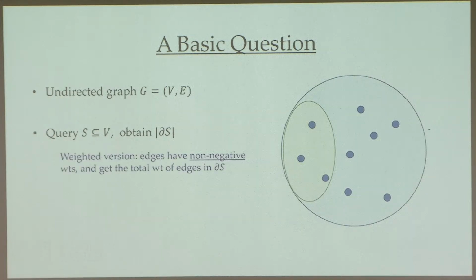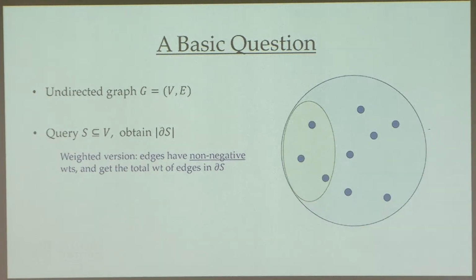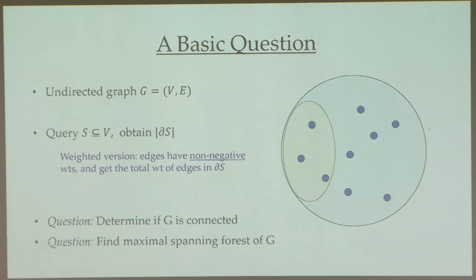Okay, so this is the version I'll be talking about mostly, but there is also a weighted version where the edges might have some non-negative weights, and instead of getting the number, you get the sum of the weights of these edges. So that's the weighted version. But what do you want to do? You want to determine if the graph is connected. Okay, that's the basic question. Or a slightly more involved one is maybe you want to find the maximal spanning forest of this graph, all the connected components of this graph. How many queries do you need to do that? Is the question clear? So this is the query access.